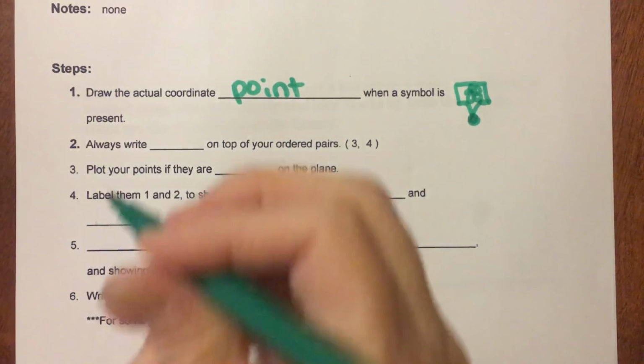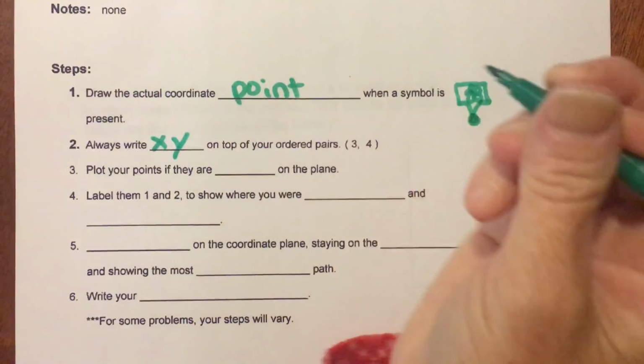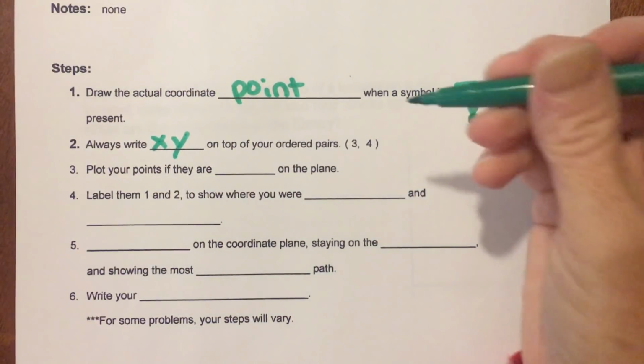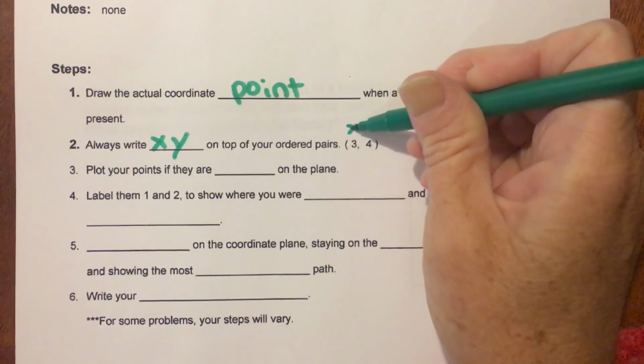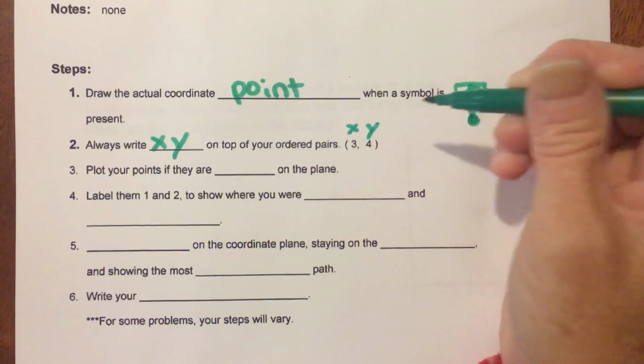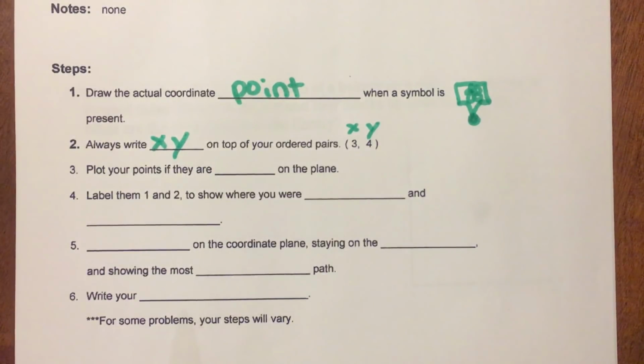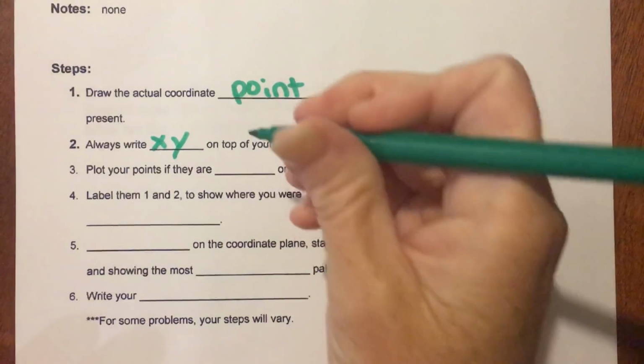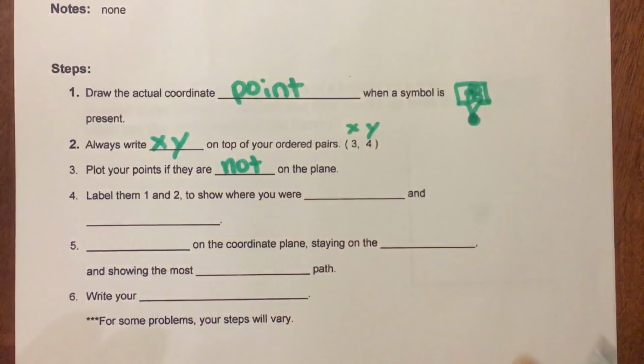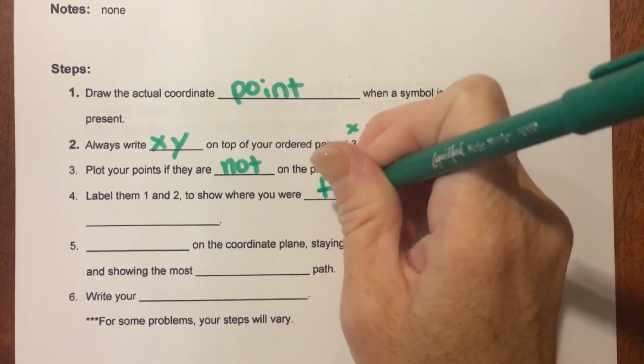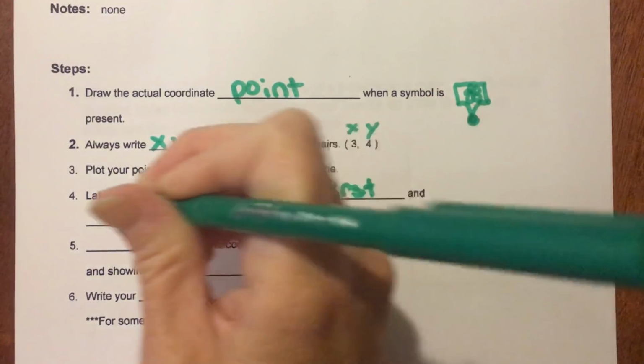Then remember, we always write XY on top of our ordered pairs. So this is my ordered pair. I would put a little X on the first one and a Y on the second one. Next, we're going to plot your points if they are not on the plane. So if they're already on the plane, great, but they might actually ask you to do some plotting. Then we're going to label them 1 and 2 to show where you were first and second.